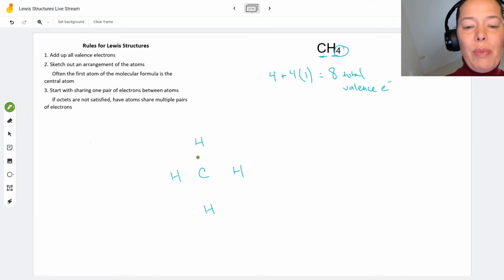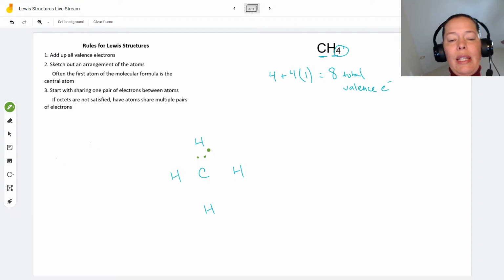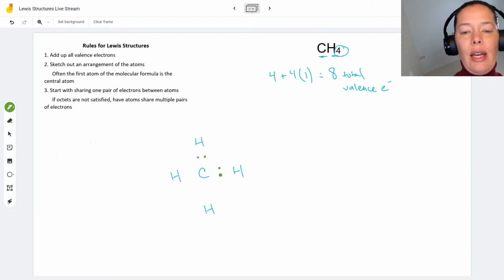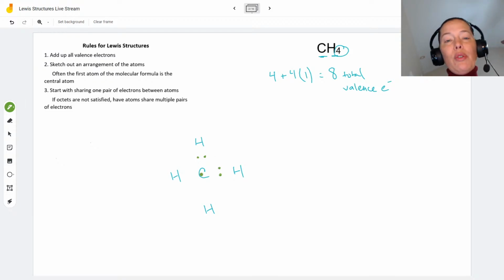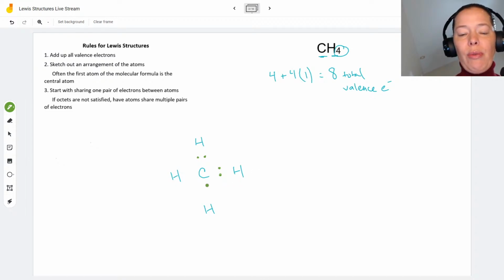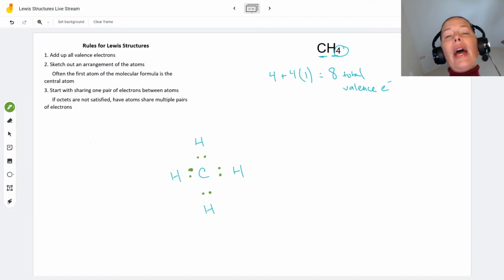Okay, so let's put 2 electrons between this carbon and this hydrogen. And then let's put 2 electrons again between carbon and this hydrogen on the right. And 2 electrons here and 2 electrons here. And now I have at least formed a bond between the carbon and all of the hydrogens.